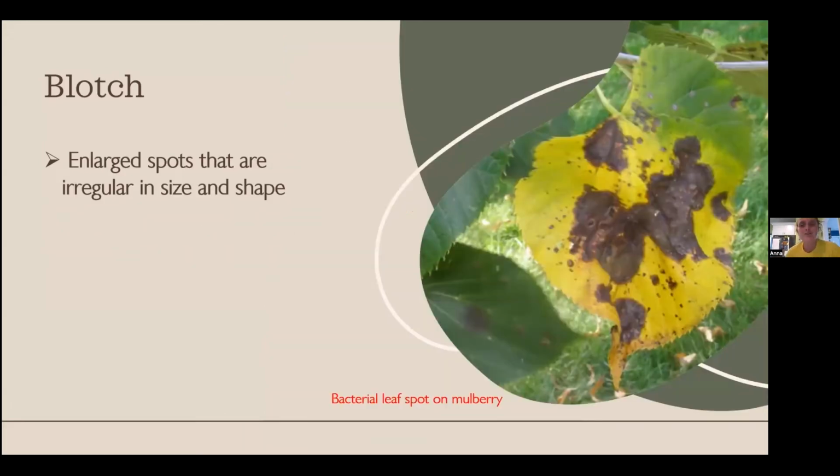Next up is blotch. Do not be confused. This is not the same as blight. Blotching are enlarged spots that are irregular in size and shape. They kind of blend into one another as well sometimes, where you see how they're kind of jumping over the leaf veins. That's a good tip off. We're dealing with a blotch or leaf blotch pathogen.